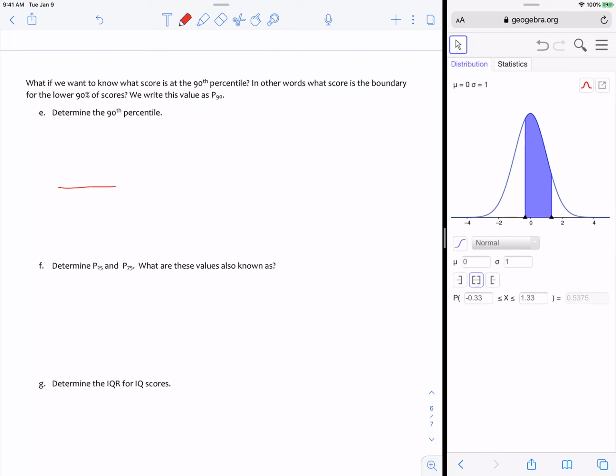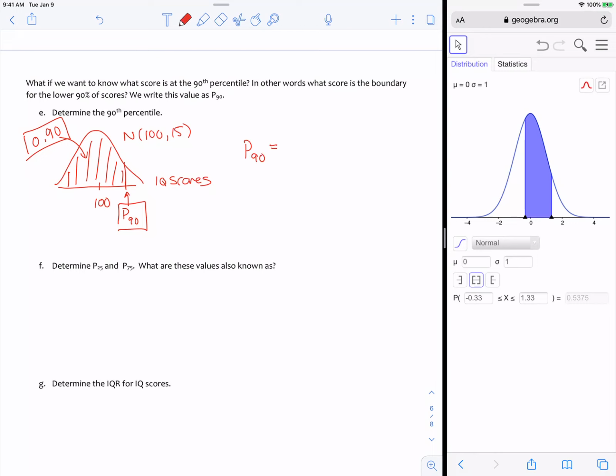So the 90th percentile, in terms of a picture, I know this is normal, 100, 15, these are IQ scores, there's 100. And I know that the 90th percentile, because it's greater than the 50th percentile, has got to live over here somewhere to the right of 100. Because when I'm shading below it, that's the 90%. Right? So 0.90 is a decimal. That's the 90%. And then this value on the axis, that is P90. That's what I'm trying to find.